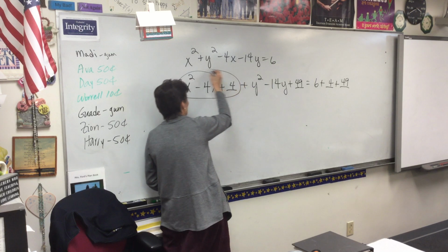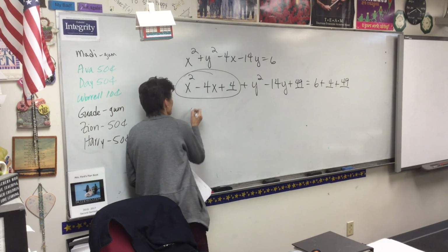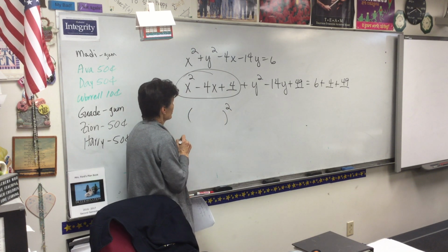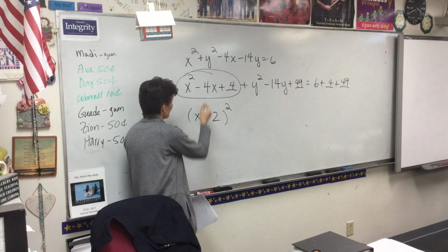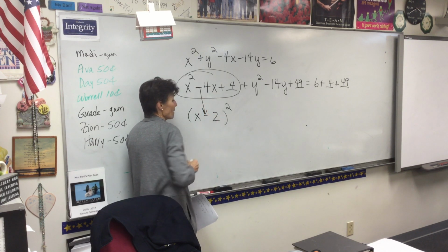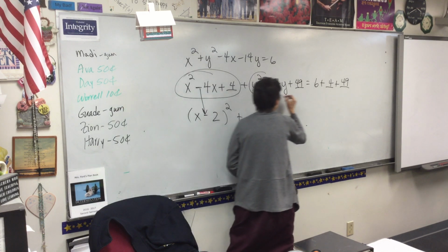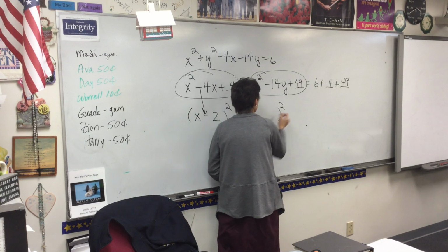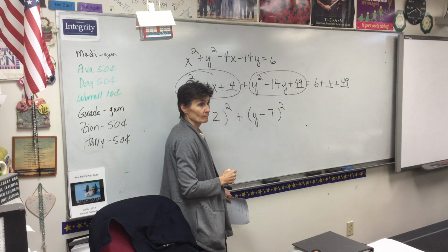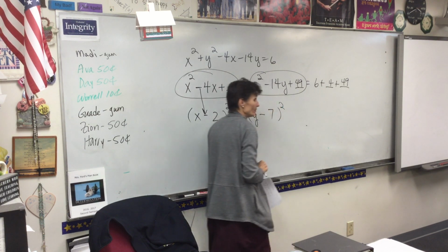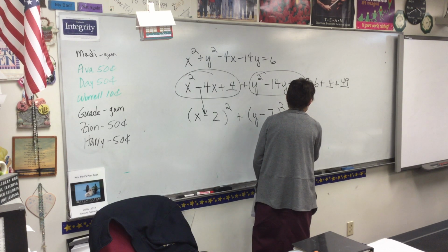Now, this grouping right here needs to be changed into a parentheses squared. So what will the parentheses be? Obviously x minus 2. Very good. That's a minus, so this is going to be a minus. So x minus 2, plus, now we're going to do the same thing with this grouping. So what's this one? Obviously y minus 7, because 7 squared is 49. And then I'll add all that up, and that just gives me 59.